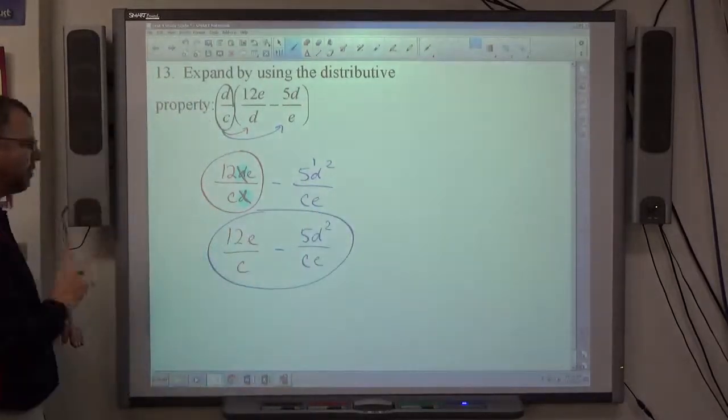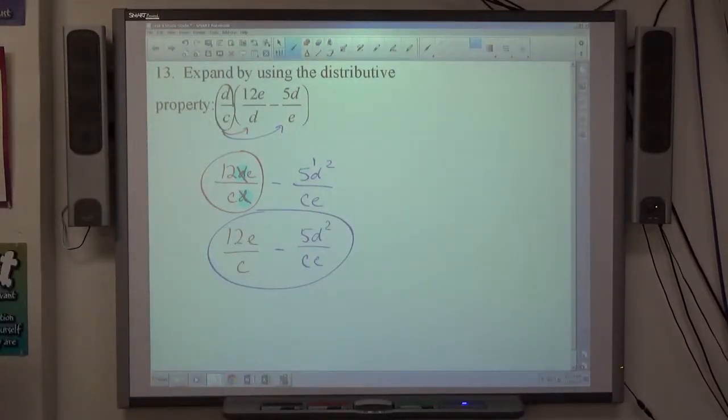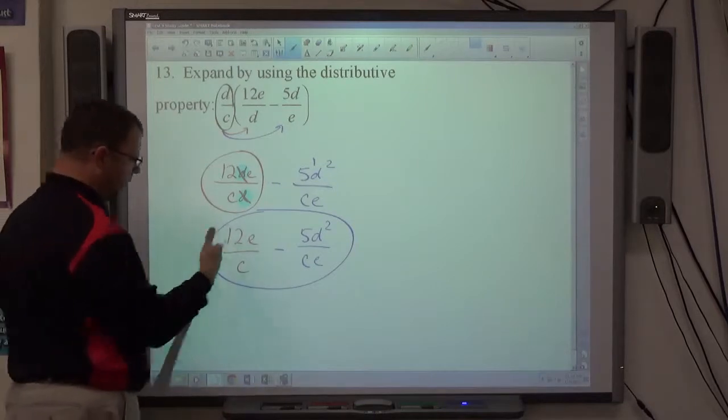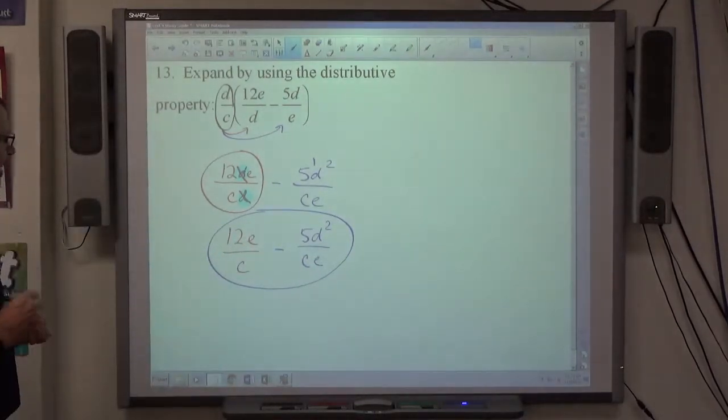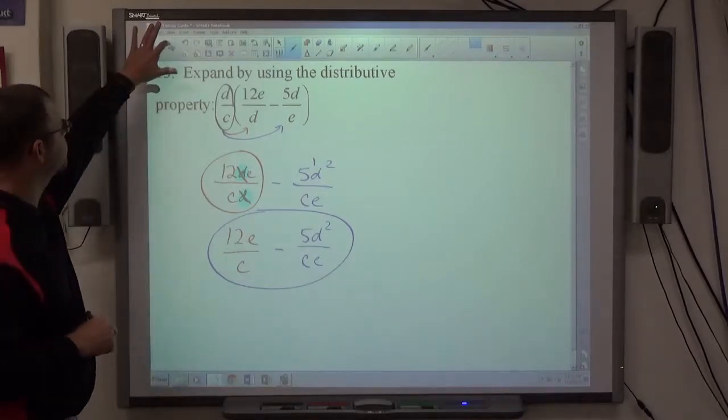There's no need to add the fractions. Just leave it in separate fraction form like that, over c over ce. No common denominator, so no addition or subtraction is possible at this point.